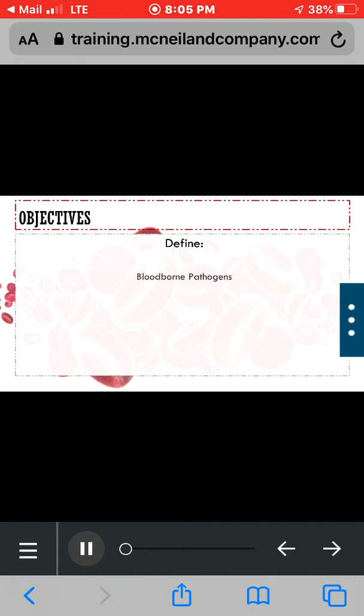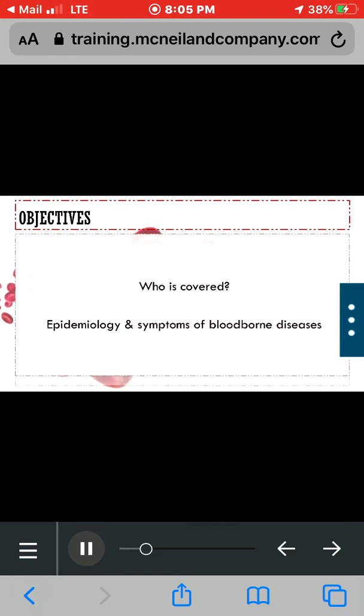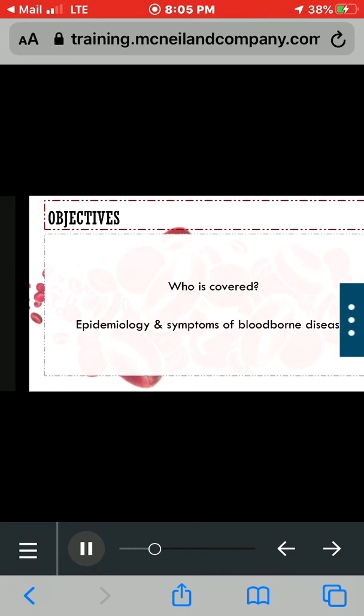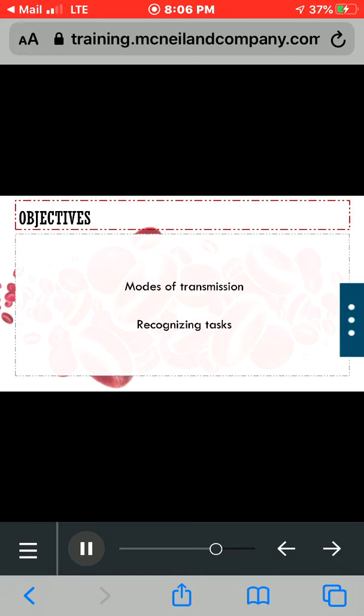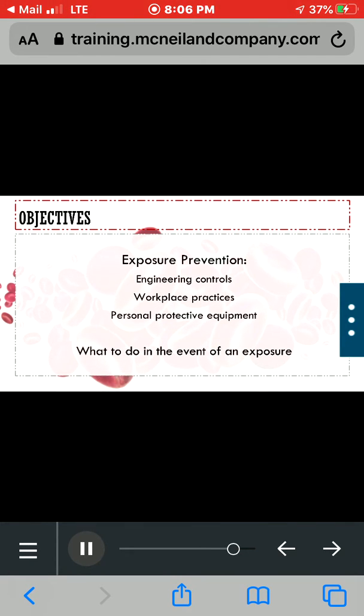By the end of this course, the student will be able to define bloodborne pathogens, occupational exposure, and other potentially infectious materials. By the end of the lesson, students will understand who is covered by the bloodborne pathogen standard and be able to describe epidemiology and symptoms and modes of transmission of bloodborne diseases. Students will be able to recognize tasks that may involve bloodborne pathogens and identify exposure prevention steps, including engineering controls, workplace practice controls, and personal protective equipment. Lastly, the employee must know what to do and what steps to take in the event of an exposure.